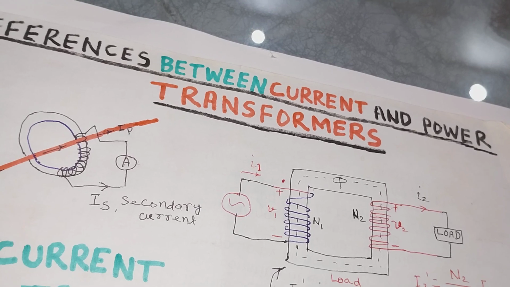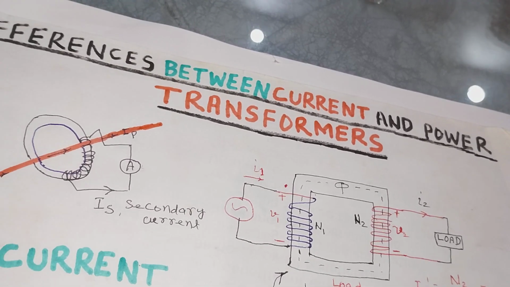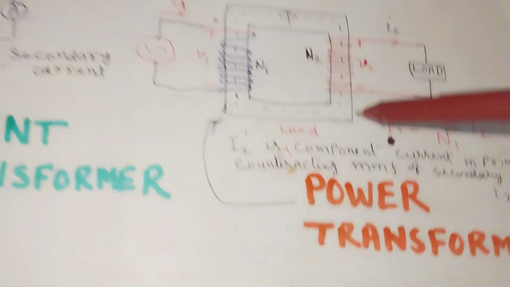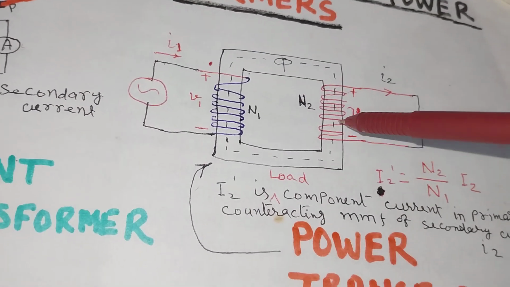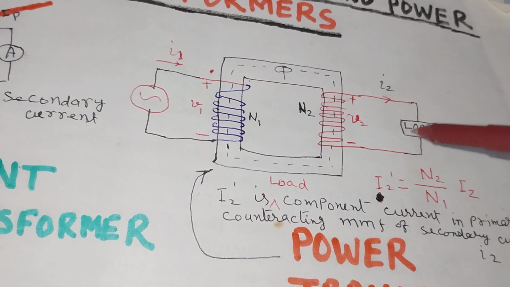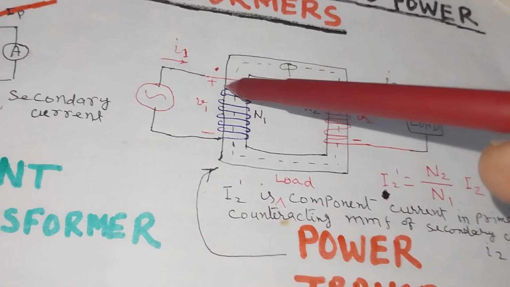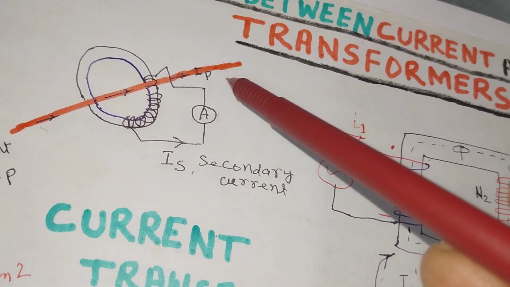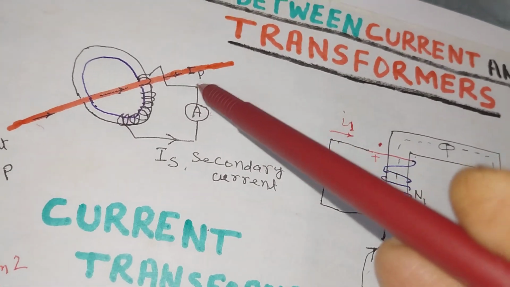Now, also the effect of load on the secondary side. We observed that when the secondary is loaded, it affects the primary. This is not the case with the CT.